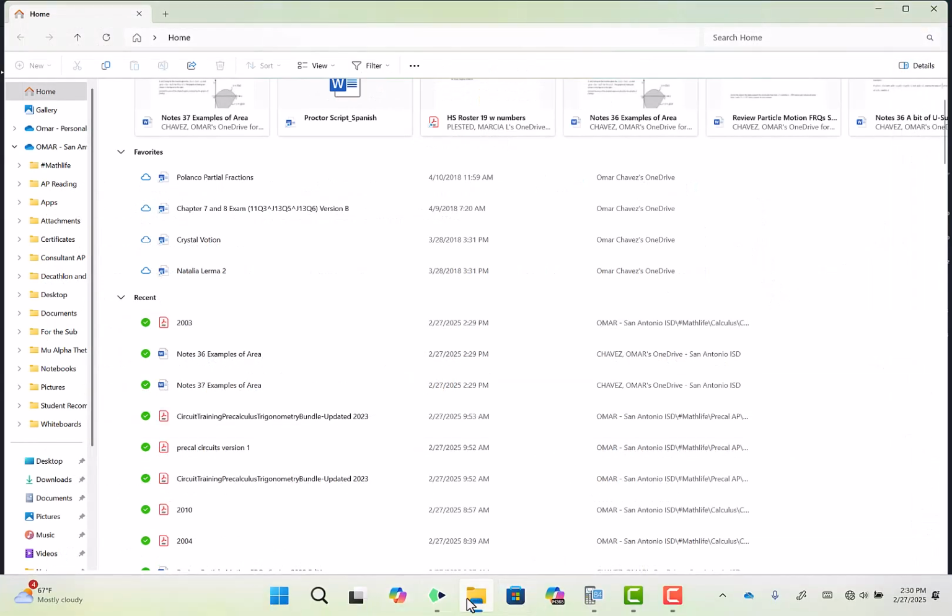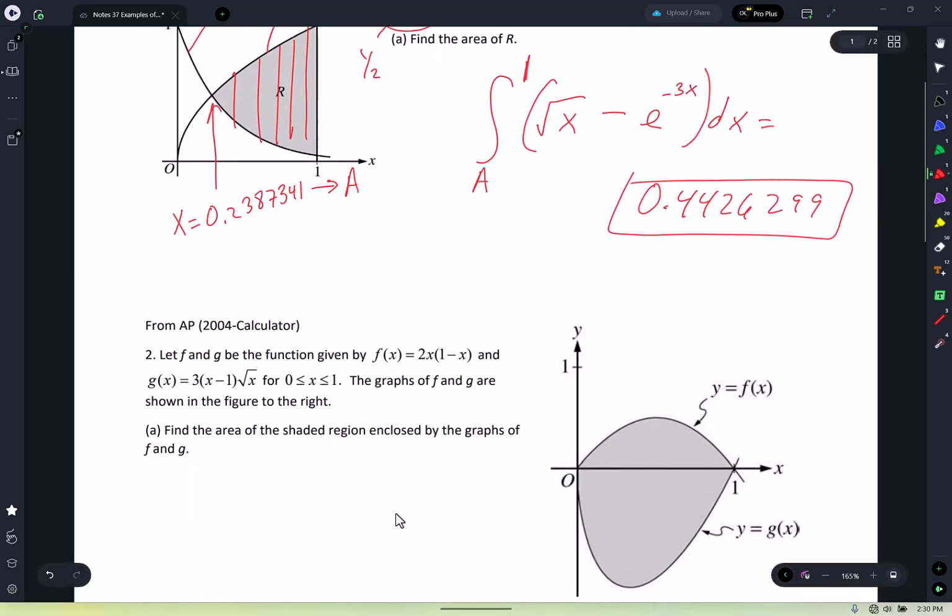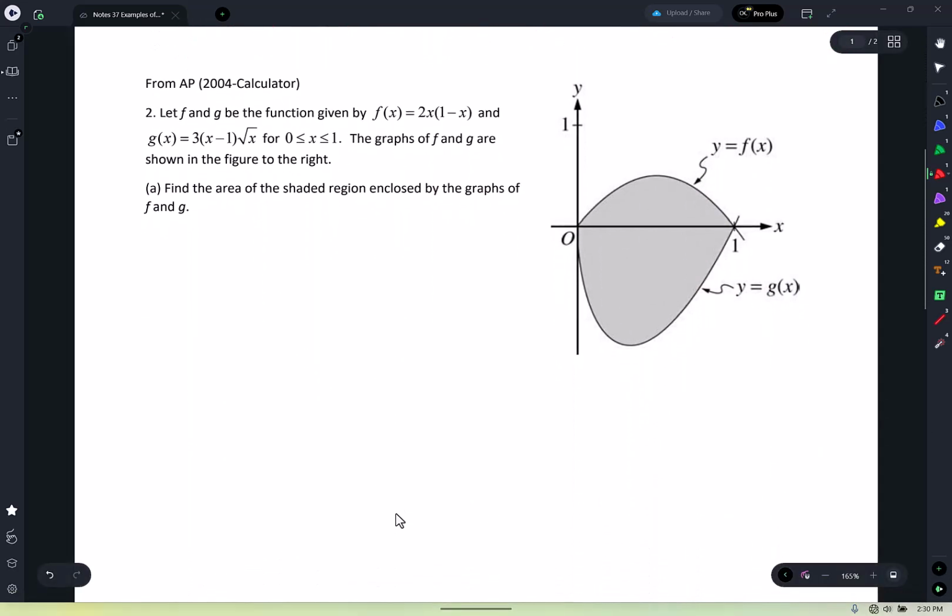All right. So there it is, guys. What do you guys think? All right. So let's see. This is from 2004. Do you guys want to take a 30-second head start? See if we can do this. It's the same type of thing. You get to use the calculator on this. So take a 30-second head start. See if we can figure it out, guys.